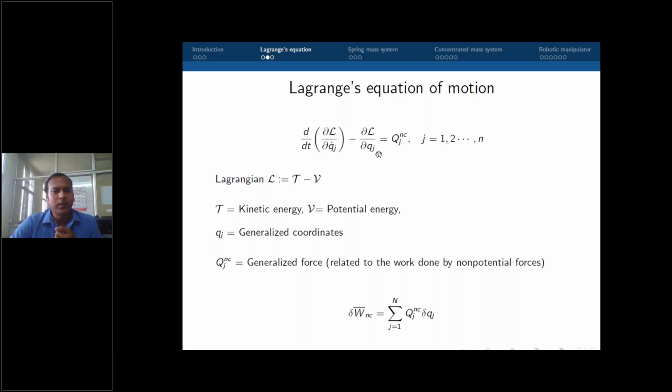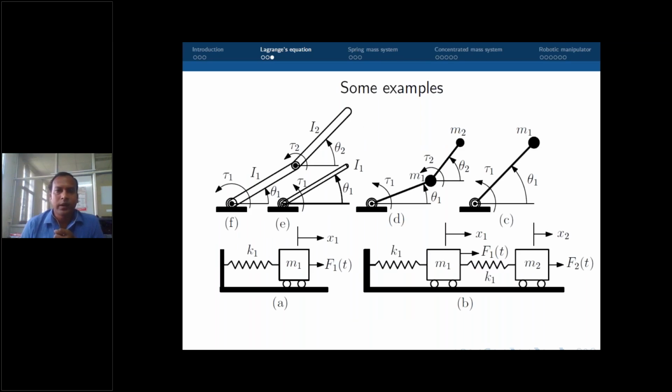We will start from very simple examples so that you can learn to construct the equation of motion for a system properly, and slowly we will develop up to a 2-degree of freedom system, which will be a robotic manipulator. For that, we will determine the equation of motion using Lagrange's equation of motion. The examples we are going to take are these. I have given them names A, B, C, D, E, F. So there are 6 examples.